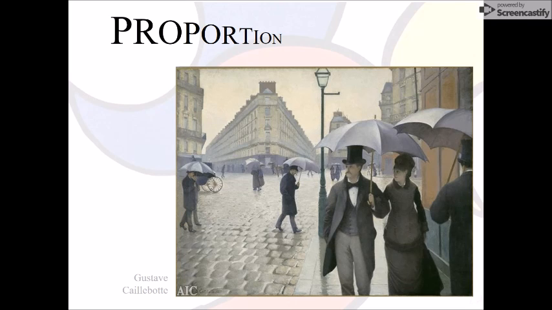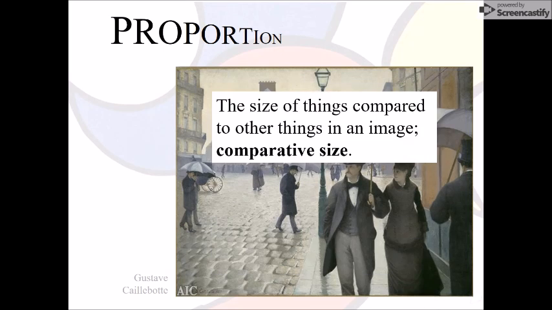The people are in proportion to each other so that they look further away. They're in proportion to the building so they look like they're actually in the setting. So proportion is the size of things compared to other things in an image. And then your key word there is comparative size.